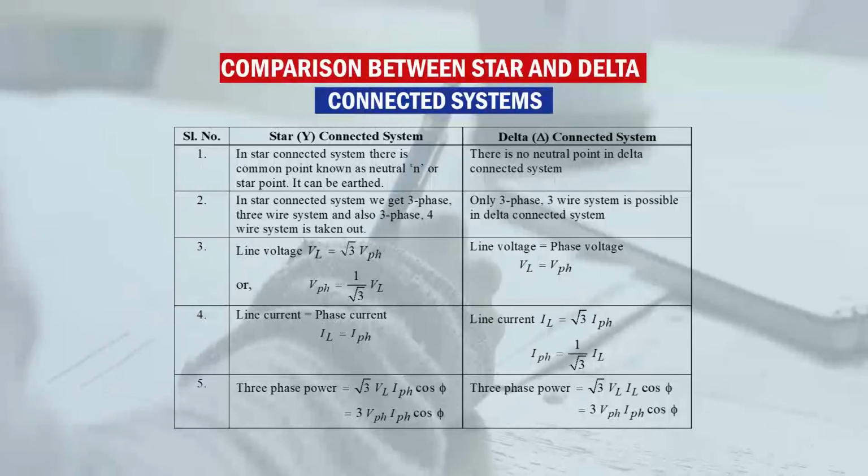So the expression for the 3 phase power in case of a star connection, if you are writing in terms of the line, can be written as root 3 VL IL cos phi. If you are writing in terms of phase, it can be written as 3 V phase I phase cos phi. If you are writing the equation for the power for the delta connection, it can be written as under root 3 VL IL cos phi. In terms of phase voltage and phase current, it is equal to 3 V phase I phase cos phi.